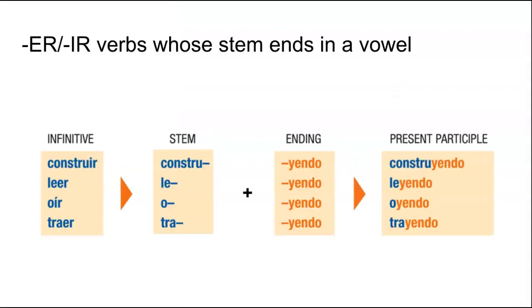For er and ir verbs whose stem ends in a vowel, the I of the present participle changes to y. Construir, construyendo. Leer, leyendo. Oír, oyendo. Traer, trayendo. Excelente. Ahora es tu turno. I'm going to say a subject pronoun and an infinitive, and you'll say the correct form of the present progressive with estar. Ready?